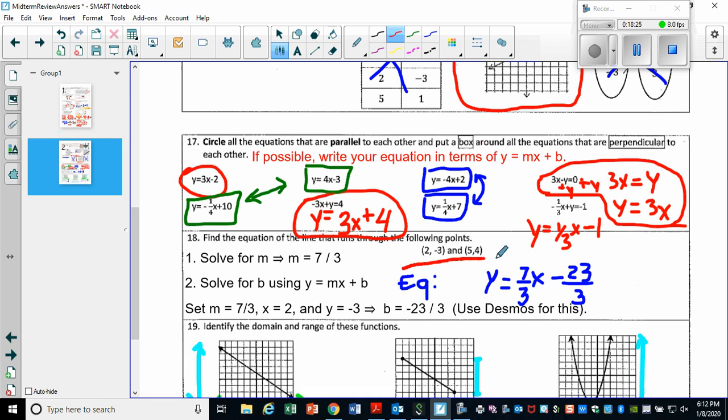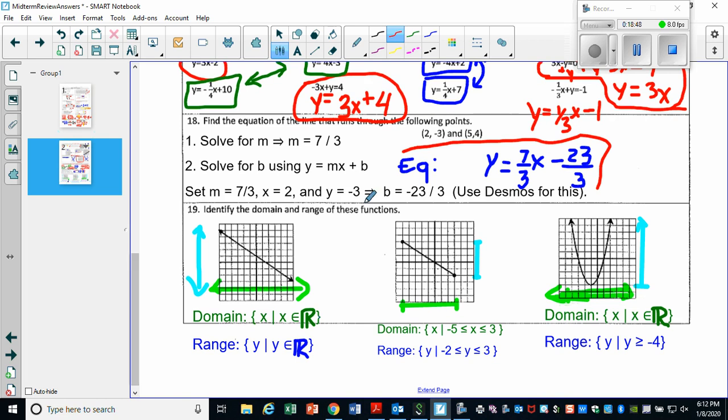So maybe you're going to have a problem similar to this on your test. And I'm going to say, you may not have the fractions, but do be careful. And in the end, use Desmos to help you if need be.